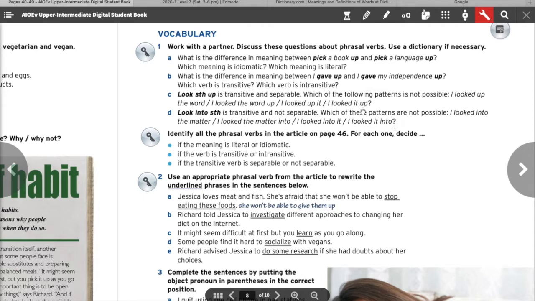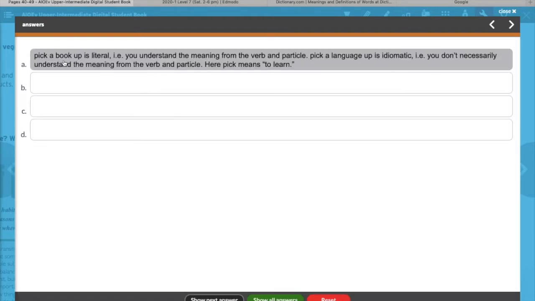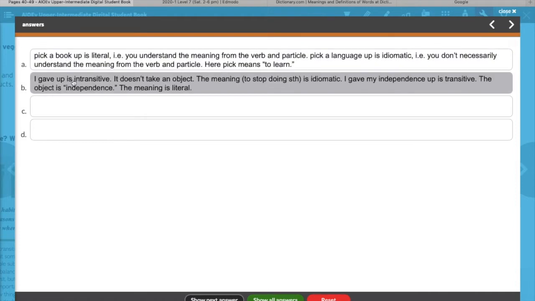Okay, let's check the answers. Okay, it's loading. A. I already explained you this one. Letter B. I give up is intransitive. It doesn't take an object. The meaning to stop doing something is idiomatic. I gave my independence up is transitive. The object is independence and the meaning is literal.